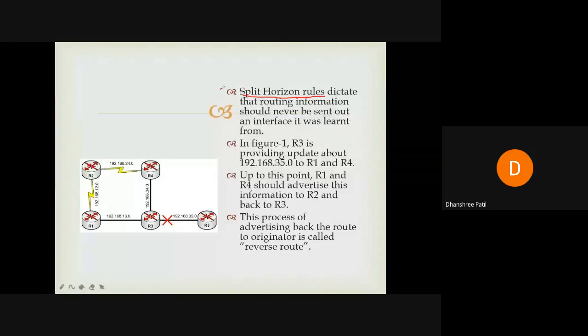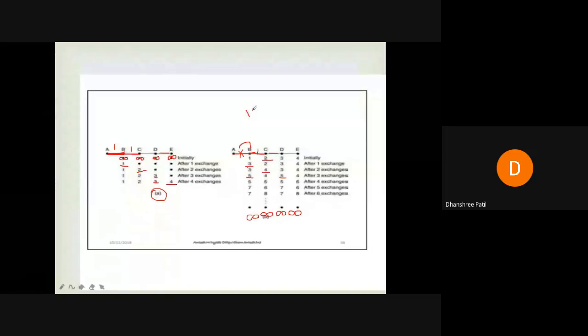Okay, this is the solution to overcome the problem of count to infinity, because the count to infinity problem is nothing but it goes on looping. Okay, what does looping mean?